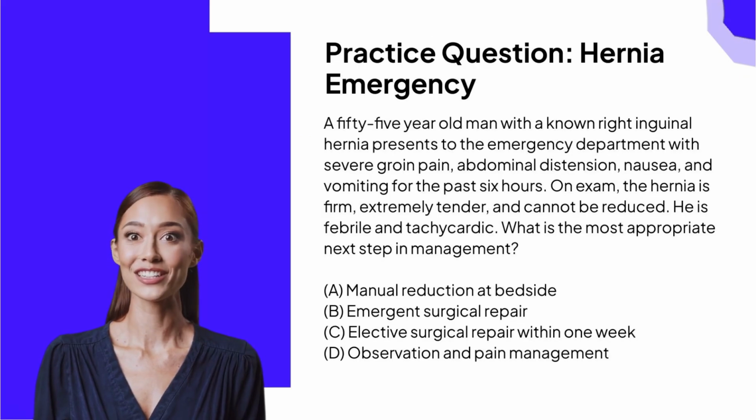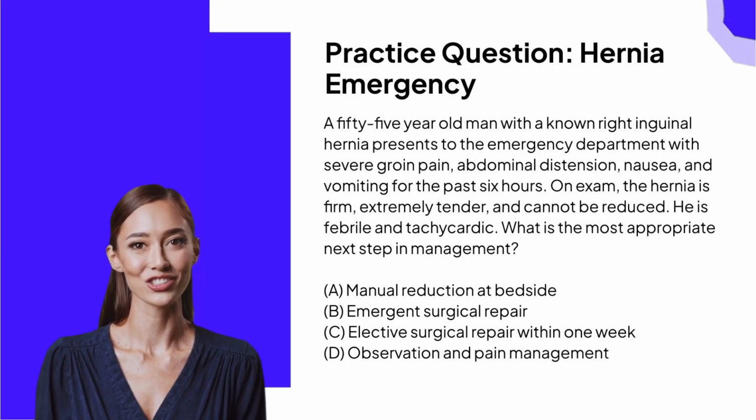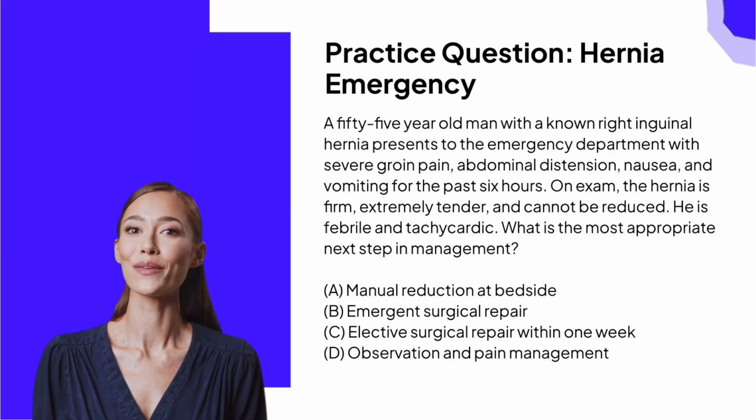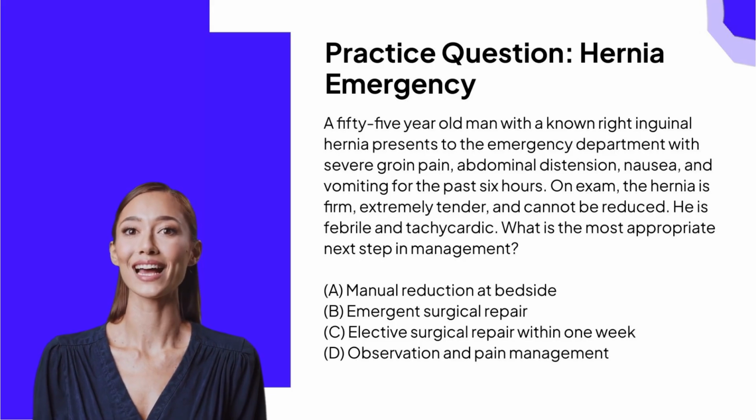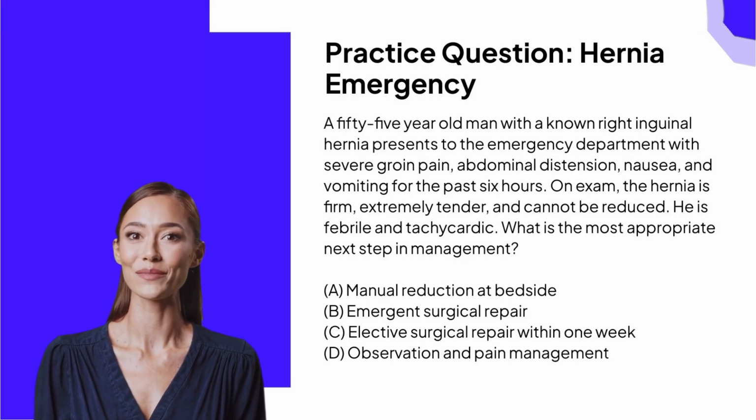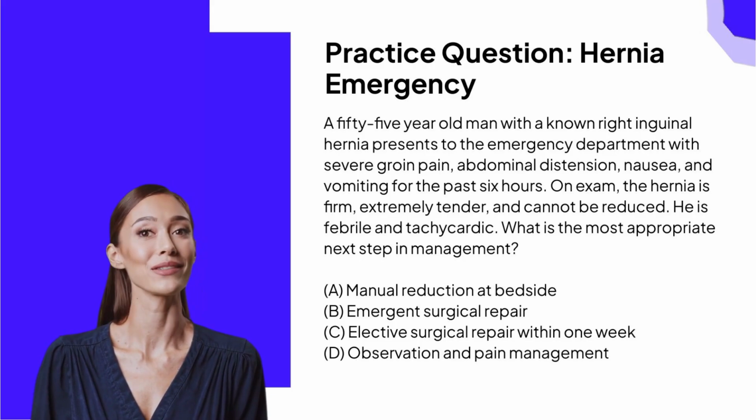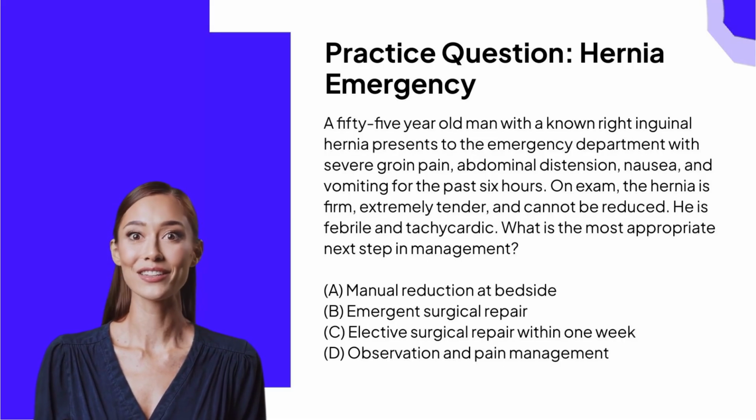Here is our third practice question. A 55-year-old man with a known right inguinal hernia presents to the emergency department with severe groin pain, abdominal distension, nausea, and vomiting for the past 6 hours. On exam, the hernia is firm, extremely tender, and cannot be reduced. He is febrile and tachycardic. What is the most appropriate next step in management?